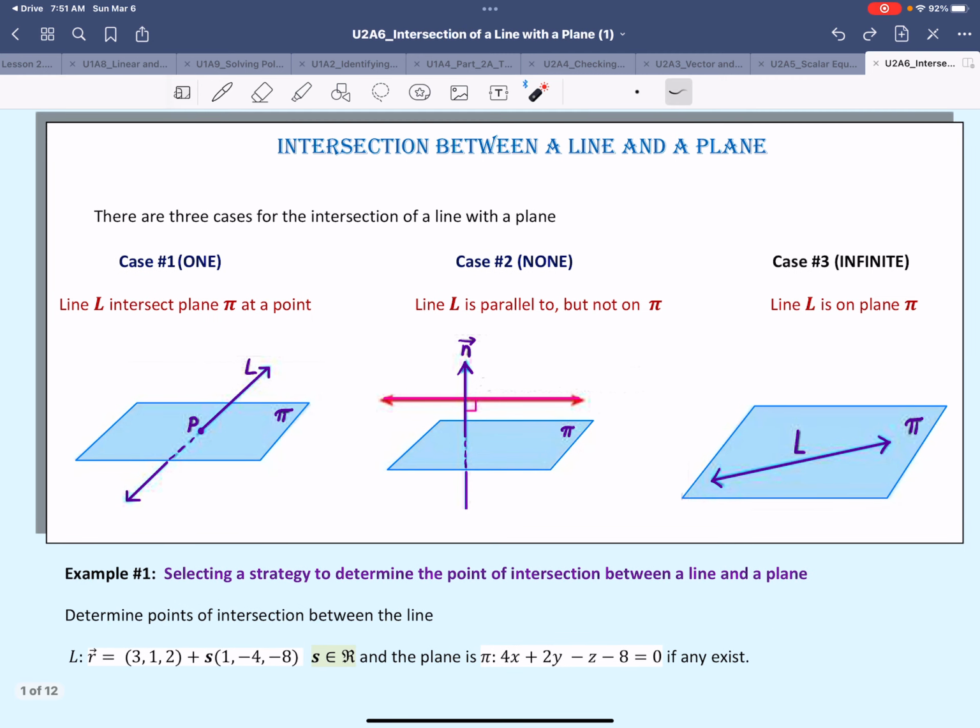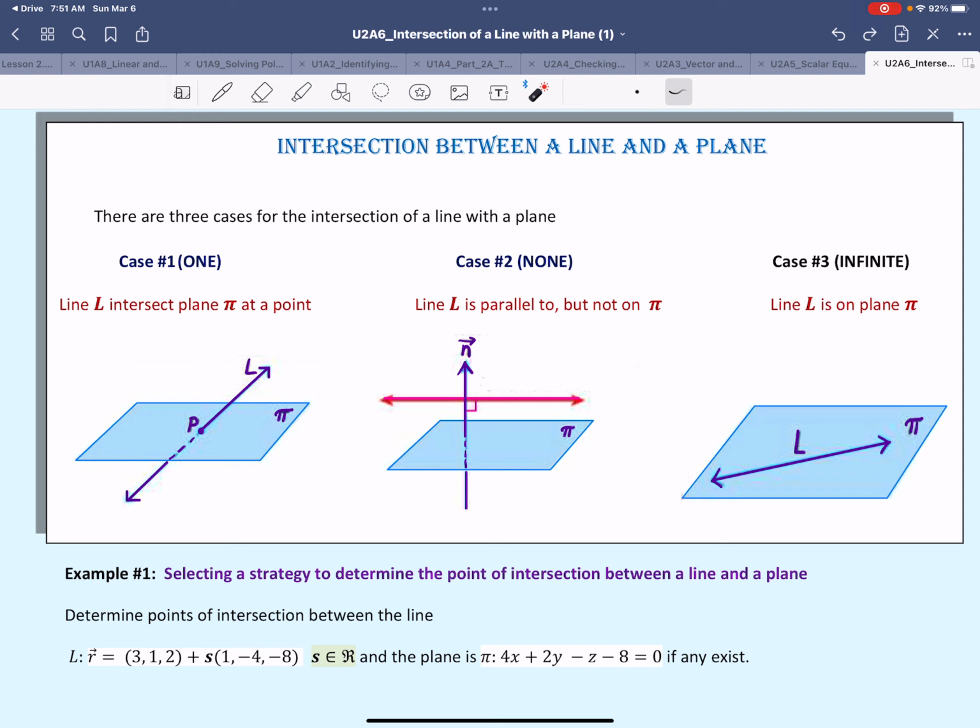So there are three cases. Number one is when the line goes through the plane and it will have one point of intersection in common. Case number two is when the line is parallel to the plane, there will be no common points, so no points of intersection. And case number three is when the line lies flat on the plane, which means that there will be an infinite number of common points, so an infinite number of intersection points.